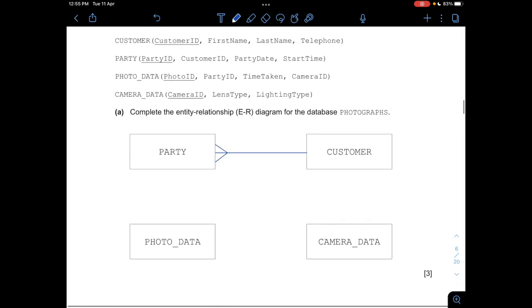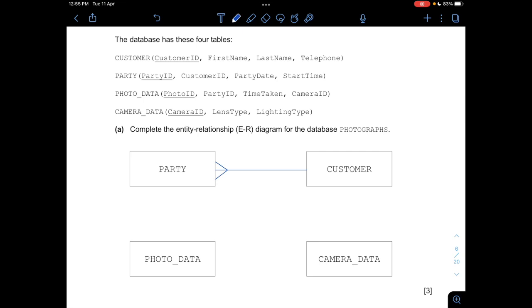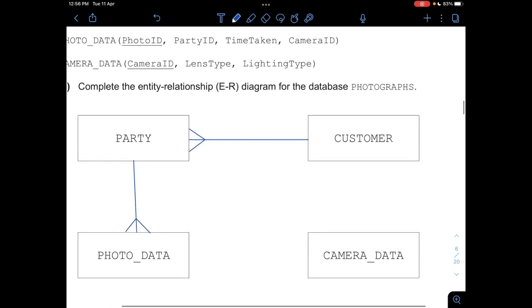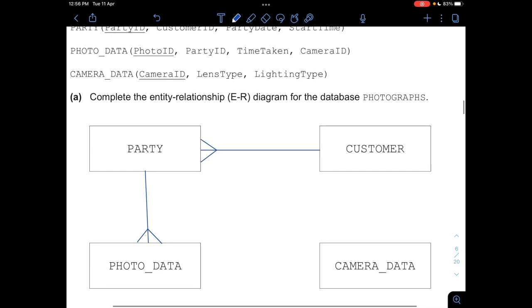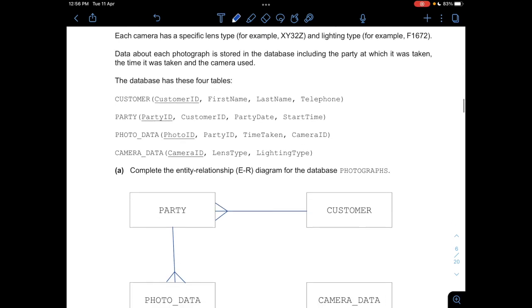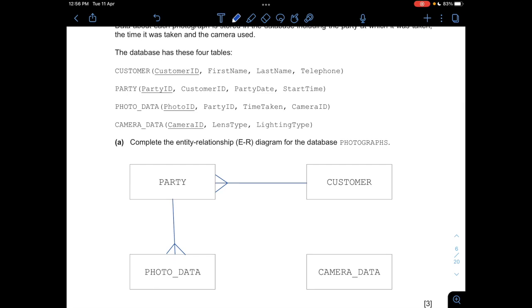And then because in a party there could be many pictures taken, so there will be one party and a bunch of photo data. So it would be something like this. And then a camera can be used to take pictures of multiple cameras. But if you look at the database here, you can see that camera ID is actually a foreign key under photo data, and then camera ID is actually the primary key of camera data.